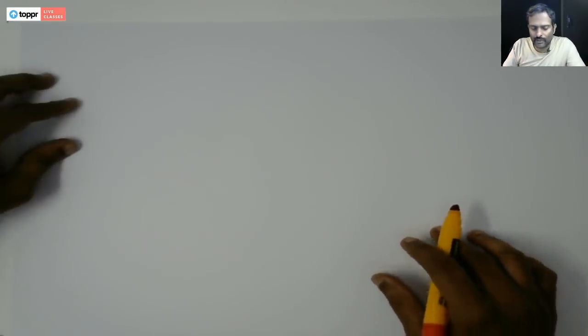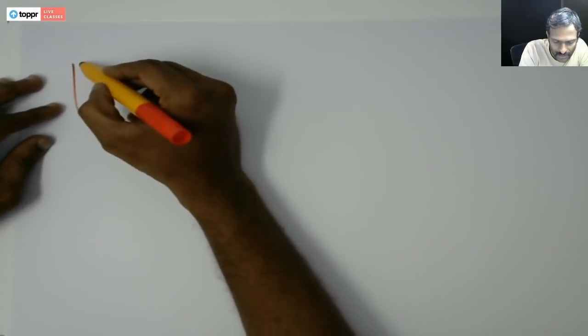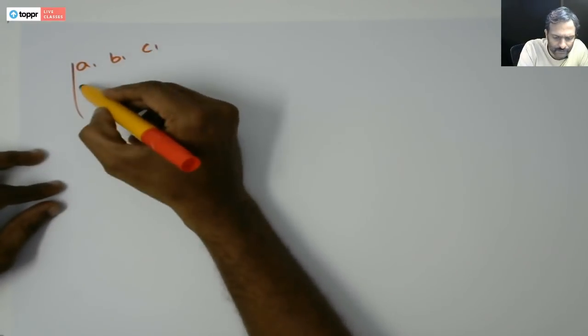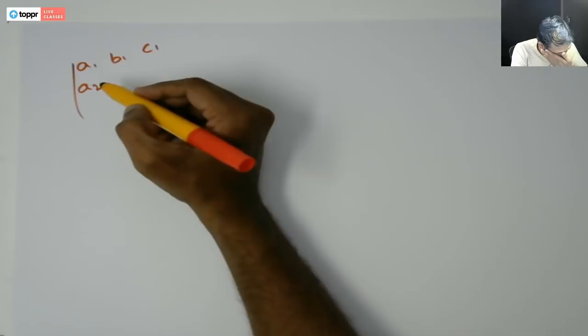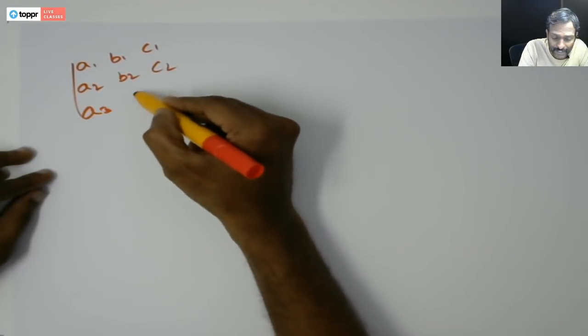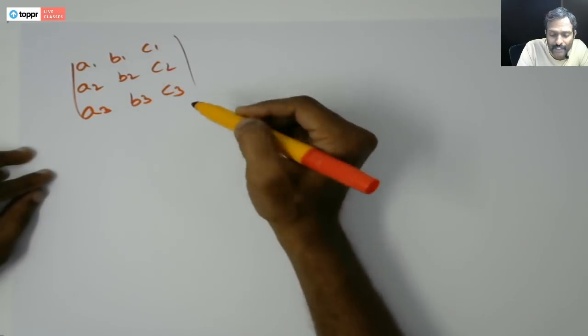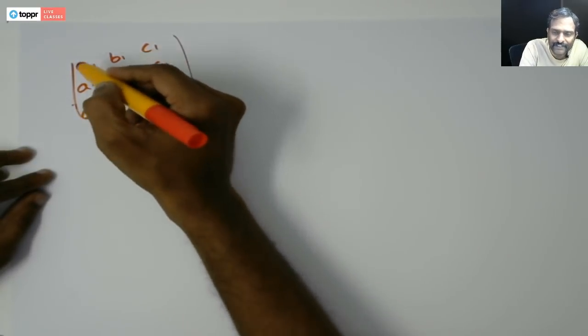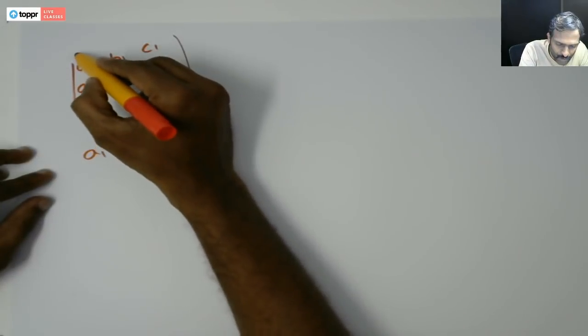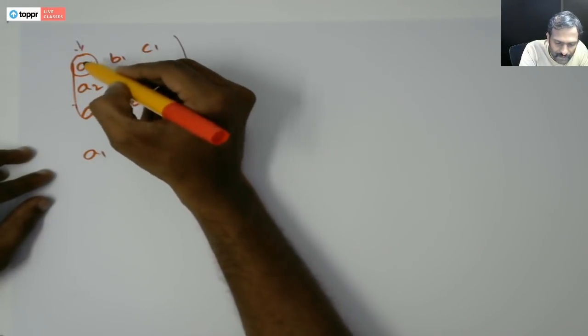Let us take some simple ones to understand this more easily: A1, B1, C1, A2, B2, C2, A3, B3, C3 be the elements. Now if I want to find the determinant of this, it is A1. I'm talking about this element A1, the first number.